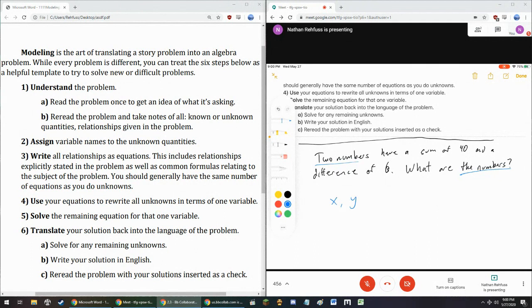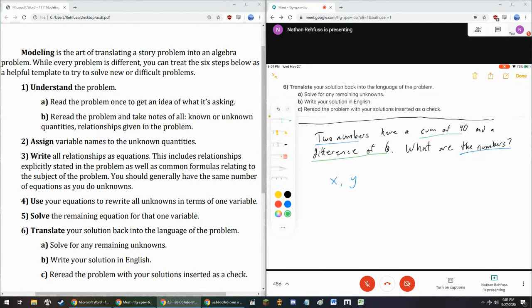And I'll underline relationships in green. We're going to note all relationships given. That's anything the problem tells us about what these numbers have to do with each other. We'll make these into equations later. So I know that they add up to 40, and I know that they're different by 6. So I've decided to call my numbers x and y, and it does not matter one bit what letters you choose. You can name your variables whatever you want. Math works exactly the same way regardless. So we just picked x and y because they're familiar to us.